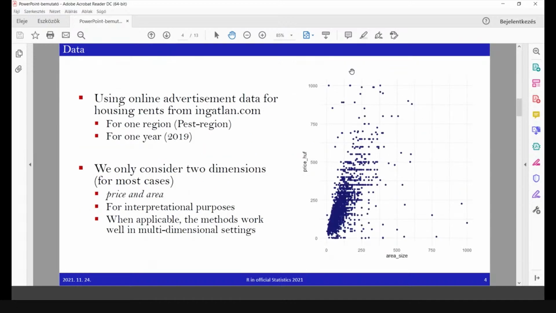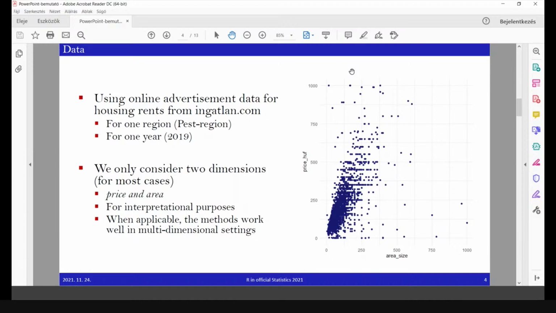The data I'm going to use today is online advertisement data for housing rents. It's from ingatlan.com. It's a Hungarian advertisement website, which is pretty much the largest advertisement website for housing rents as well as housing advertisements. So we have a pretty big database. I'm only going to restrict this database to one region, which is the Pest region, and only for 1 year, because I do not want to deal with time and spatial discrepancies.